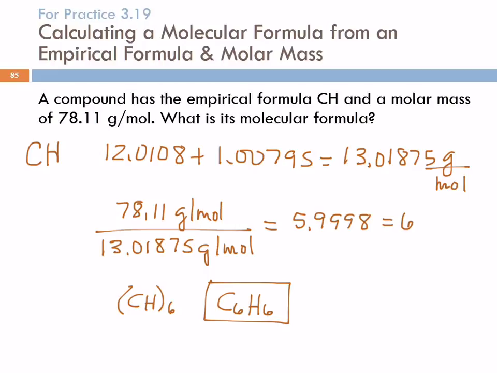It's probably benzene. Yeah, C6H6. A lot of these compounds with carbon and hydrogen can form lots of different compounds. I don't know of any off the top of my head. There might be another one, but I don't know.